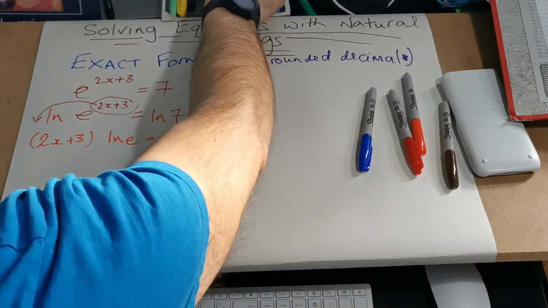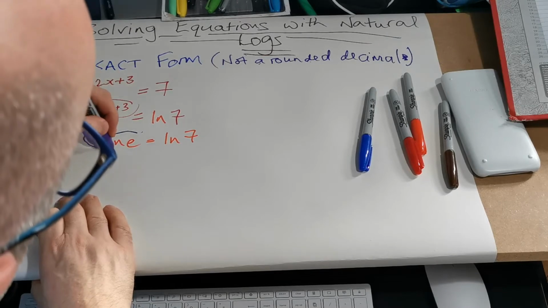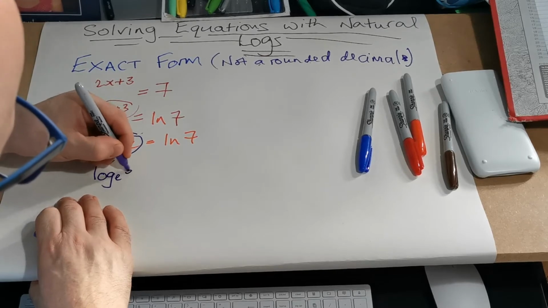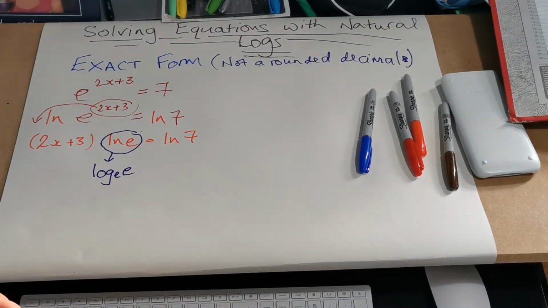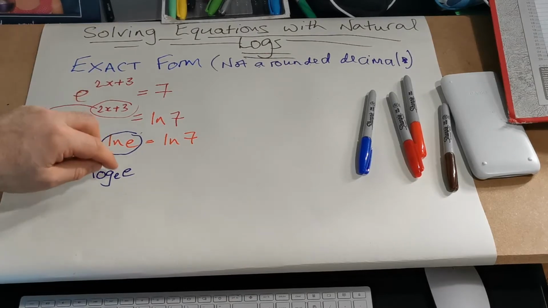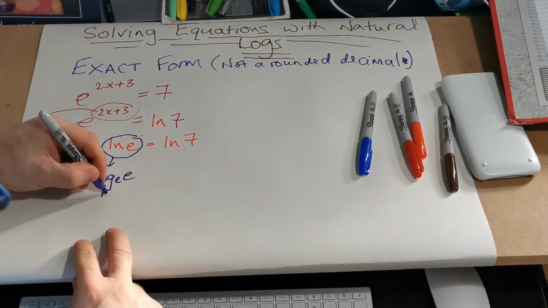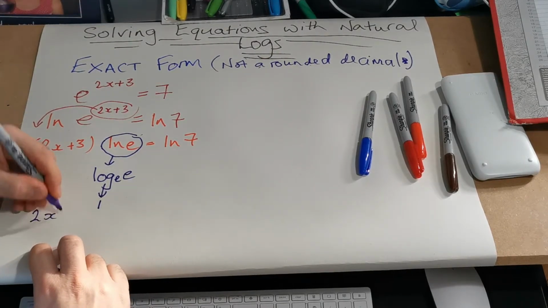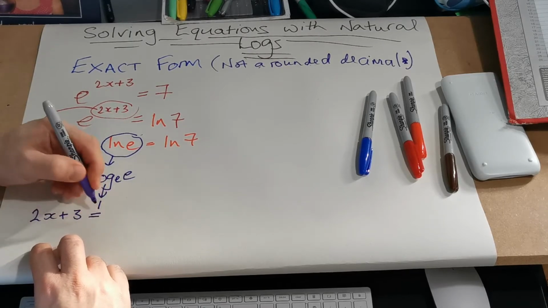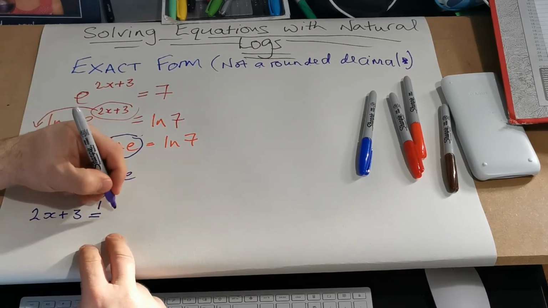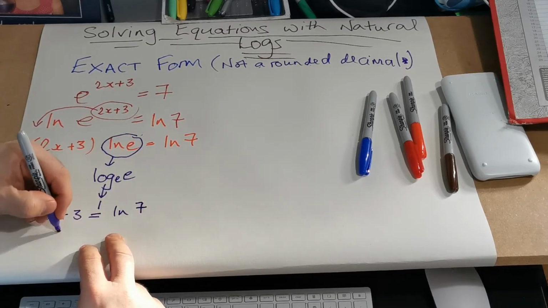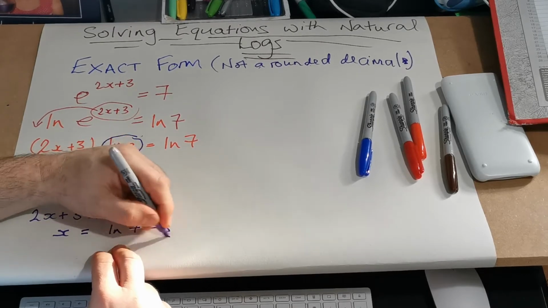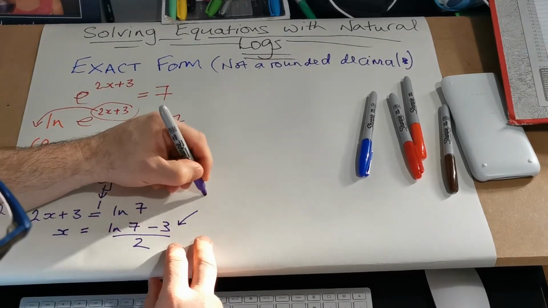Now I just want to highlight this bit here, because this is log to the base e of e. So this is saying what power of e is e? So that is 1, because e to the power of 1. So this question becomes 2x plus 3, times 1, which I'm not going to bother putting there, is equal to ln 7. So x is equal to ln 7 minus 3 over 2. And that is exact form.